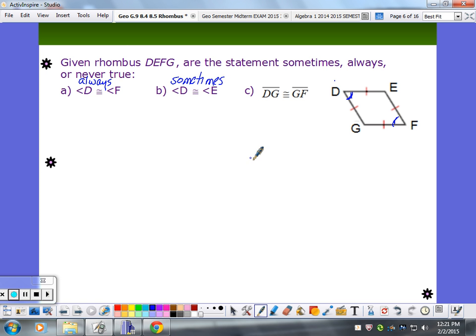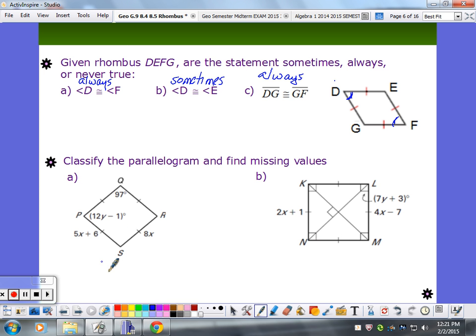Let's see. What about DG and GF? What do you think, Christian? It's an always. How come? Yeah, by definition, the sides are all congruent, so that will always be true. Excellent. All right, let's look at this example here.